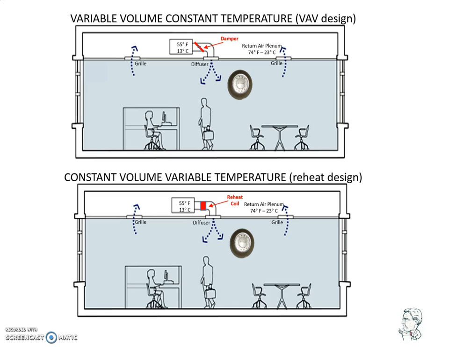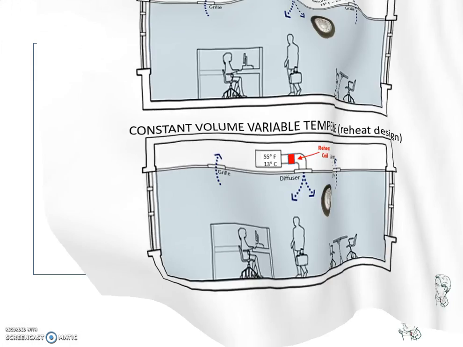The second method is called constant volume variable temperature. The thermostat monitoring the space temperature controls a reheat coil, either electric or hot water, just ahead of the diffuser. Although the volume of the air flowing into the space may be constant, the temperature of that air will vary.